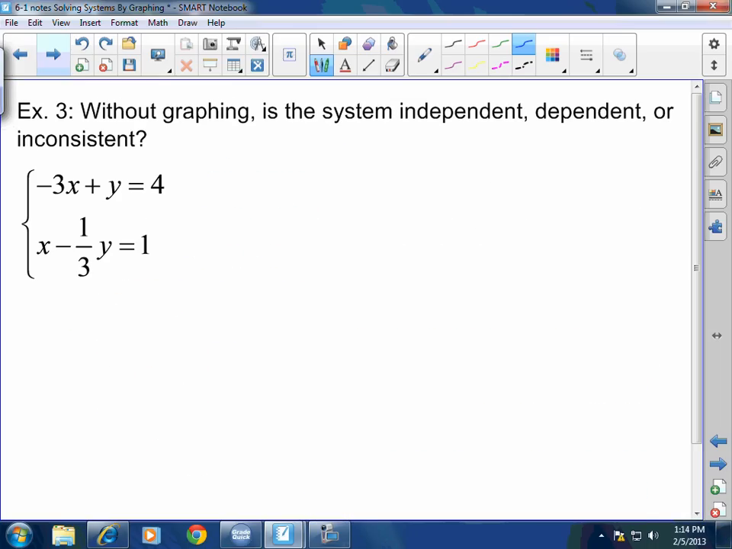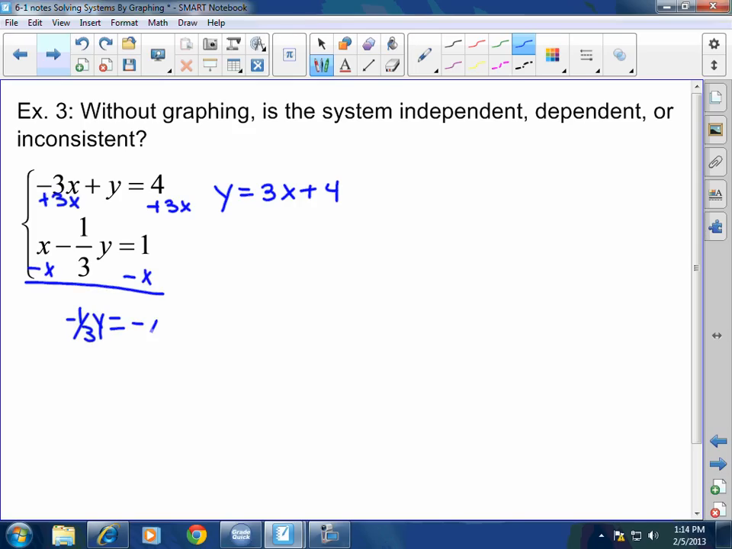Next, without graphing, is the system independent, dependent, or inconsistent? Well, let's add 3x to both sides. So I got y equals 3x plus 4. And then here I'm going to subtract x from both sides. I got negative 1/3 y equals negative x plus 1. I'm going to multiply by negative 3 on both sides. So I get y equals 3x minus 3.